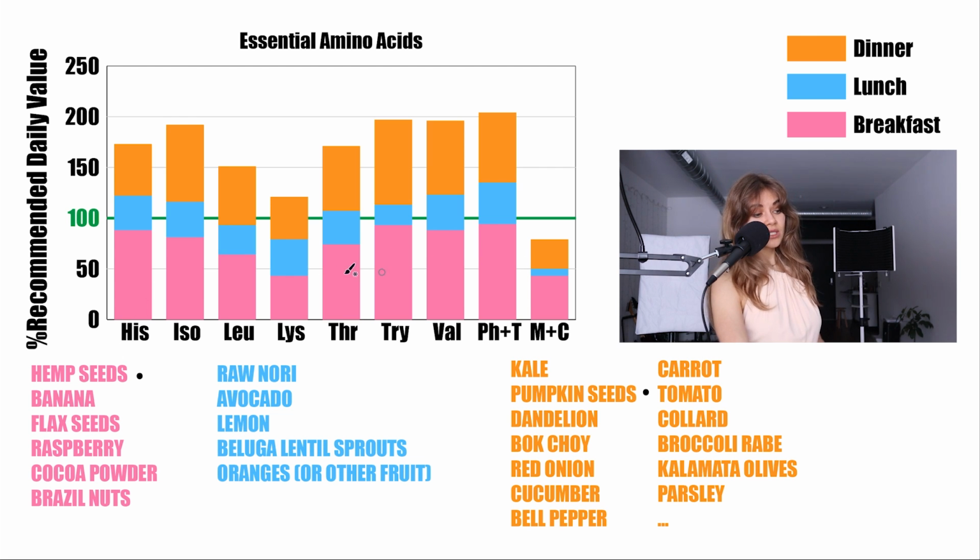But here we see a clear view that the breakfast with hemp included in it is the most powerful contributor to the contents of essential amino acids. And here I did a breakdown of greens as well.